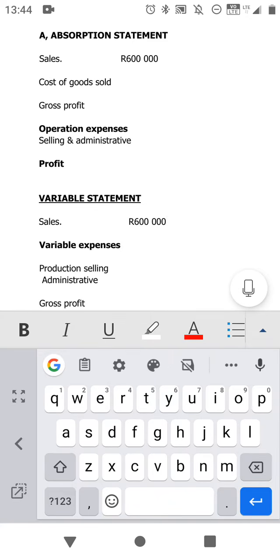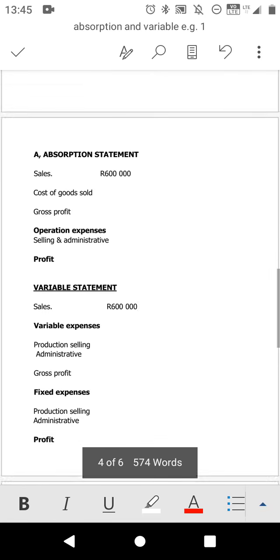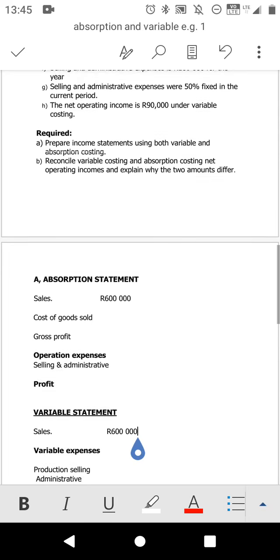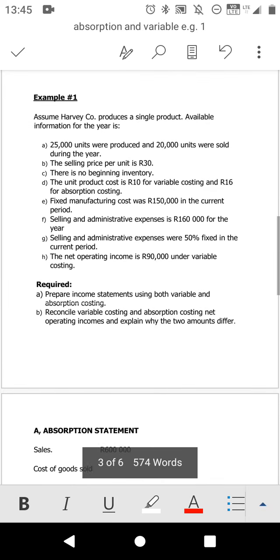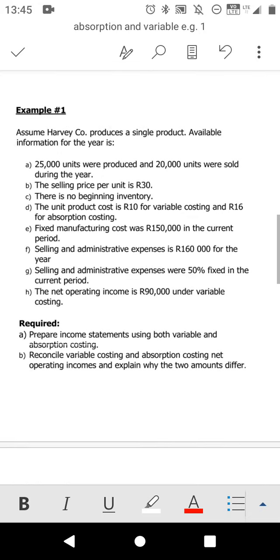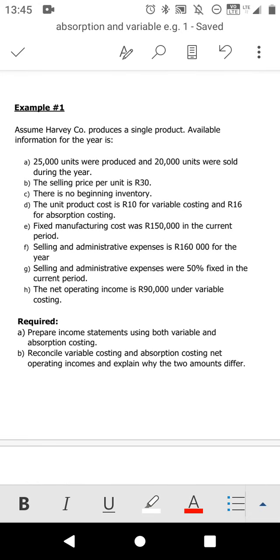600,000. Okay, let's proceed to cost of goods sold or cost of sales. Let's start with absorption. Under absorption, where are we going to start? Remember, it includes both manufacturing and non-manufacturing. Okay, under absorption, it includes fixed and variable.